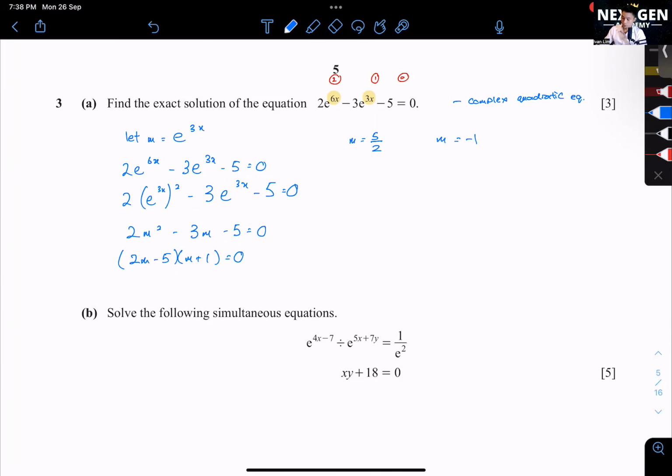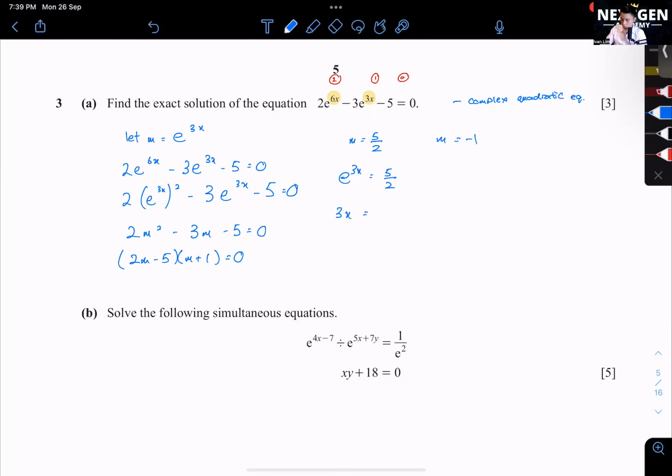We do this one. e to the power of 3x equals 5 over 2. You see this one, actually you can straight reject here already, if you can think ahead, because this one is exponential, you will inverse it to become ln, right? ln cannot be negative. But if you cannot see that, then you continue and you will reject it anyway. So this one changes to ln.